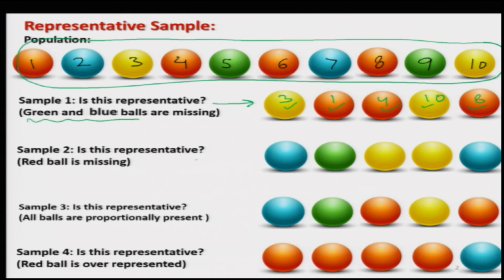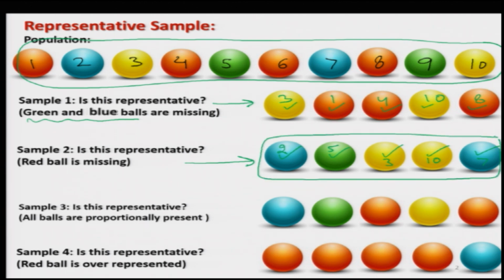Okay, now I take sample number 2. You can see there are 2 blue balls, 2 yellow balls and 1 green ball, but there is no red ball. This can also be a sample, there is no doubt. For example, this can be ball number 2, ball number 5, ball number 3, ball number 10 and ball number 7. Obviously this is legally a sample, but it is not a representative sample, because the red ball is missing. By looking at this sample, you cannot conclude or infer that the population also has a red color ball.